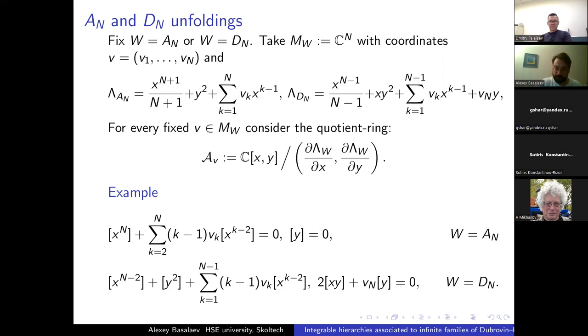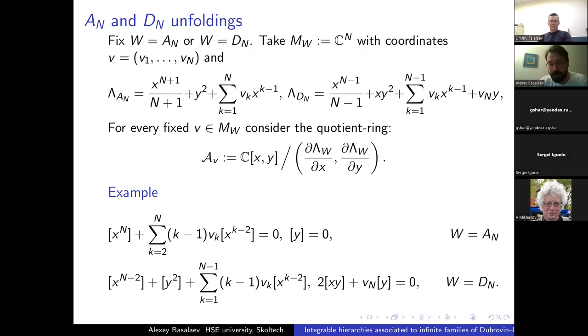So, okay. So, let's assume. Sorry? May I ask something? Yeah, sure. In the last line, the second polynomial, 2xy plus v_n y, how do you get it? Is it the partial derivative of something? Because if you differentiate lambda_{D_n} with respect to y, you get something different, right? You do not get the term v_n y in the partial derivative.